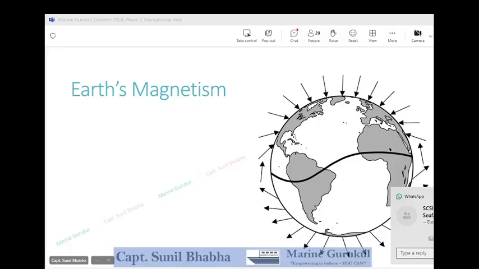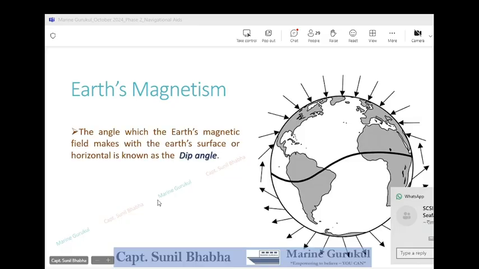As discussed earlier, the angle at which the lines cut the surface of Earth is known as the dip angle, and this diagram shows the dip angle very clearly. You can see the angle of cut between the magnetic field lines and the Earth's surface at all the locations.